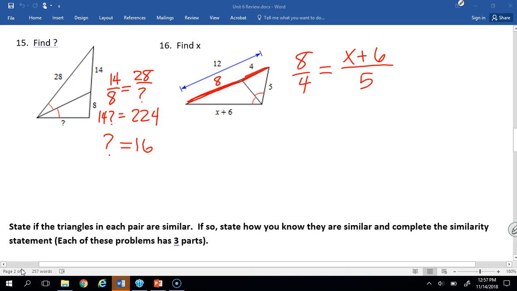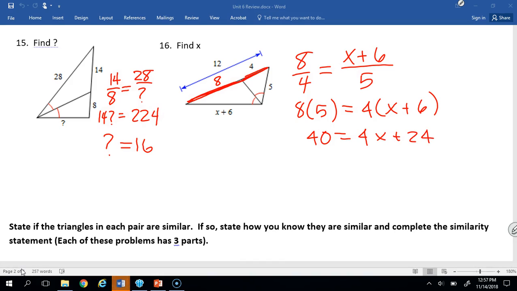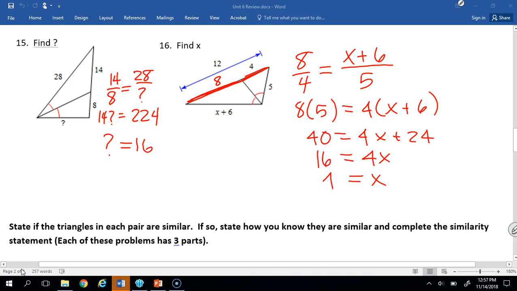Again, I'm going to cross multiply here. So we've got 8 times 5 is equal to 4 times x plus 6. So this is 40 equals 4x plus 24. Going to subtract the 24 from both sides, so that gives us 16 over here. It's equal to 4x, so x is equal to 4 here.